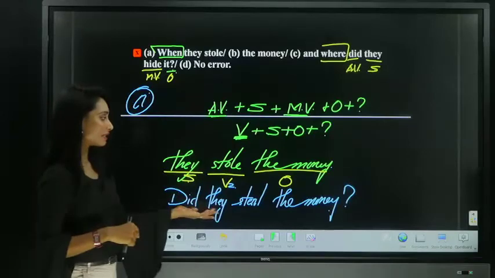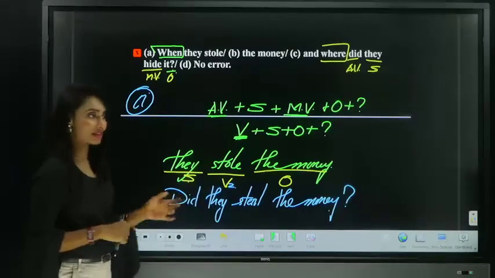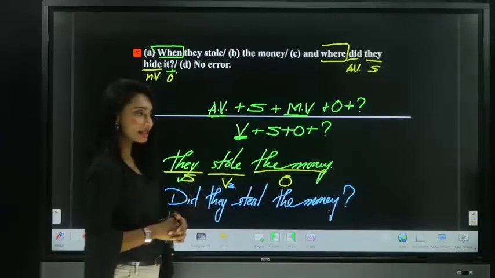So where did they steal the money? And where did they hide it? That's the correct one. I hope it is clear, guys. Let's move on to the next one.